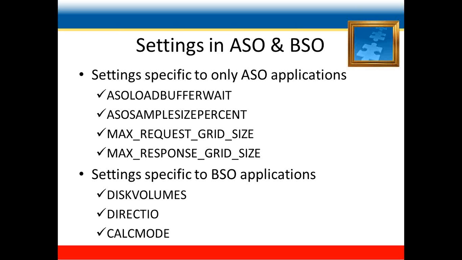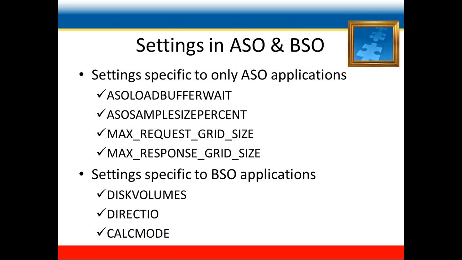Then another setting is ASO sample size percent. This specifies the number of cells which are sampled from input level data. The sample data is used to estimate the size of aggregate views. This setting applies to only ASO applications. Then another setting is maximum request grid size. This will specify the maximum grid size that you may have. On similar lines, you can have a maximum response grid size setting too.